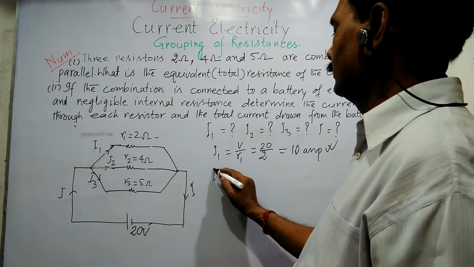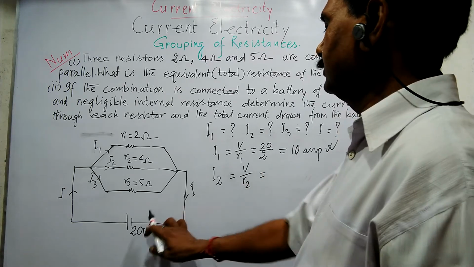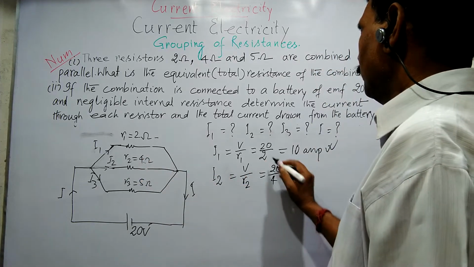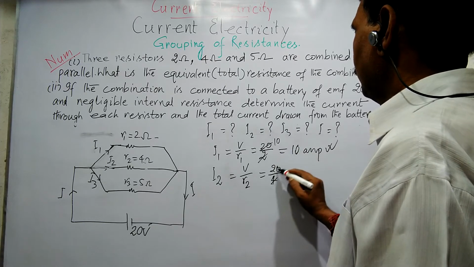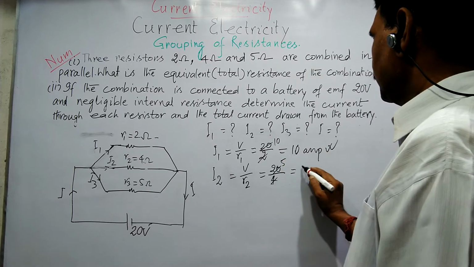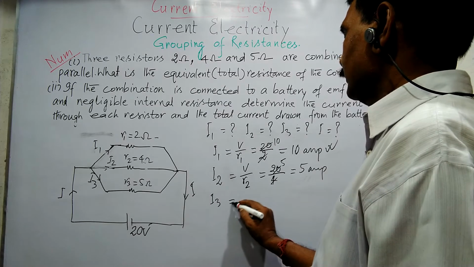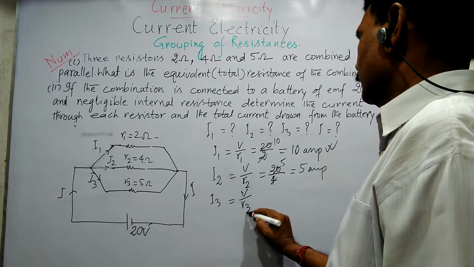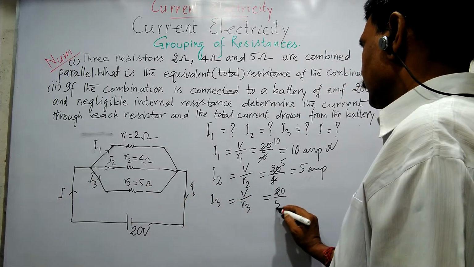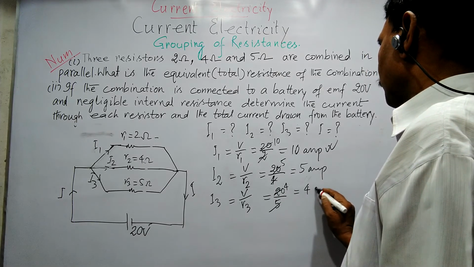Then I2 is V by R2. V is 20 and R2 is 4. So 20 divided by 4, that is 5. This is your 5 ampere. Now come to I3. I3 is V by R3. Here V is 20 and R3 is 5. Then 20 divided by 5, that is 4. This is your 4 ampere.